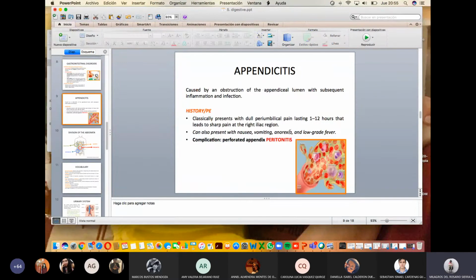Then another type of pathology related to the abdomen is appendicitis, when there is an inflammation of the appendix. Here you have a typical pain that starts in the epigastric region and then radiates to the right iliac region. It's also related to nausea, vomit, anorexia, and there can be low-grade fever. A complication of appendicitis is a perforation causing a peritonitis.